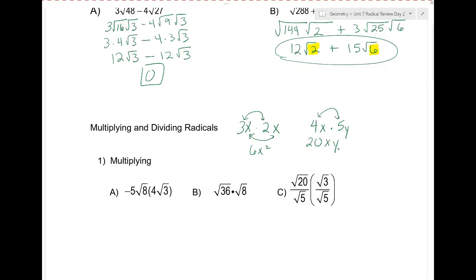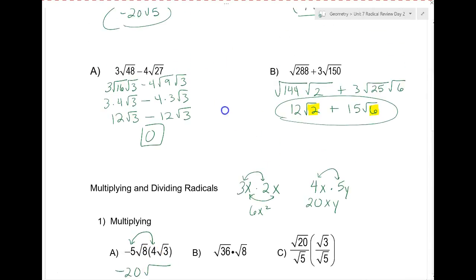So in this first problem, let's just practice this. We get negative 5 root 8 times 4 times the square root of 3. So we do the numbers out front together first. So I got negative 5 times 4. That's a negative 20. Then we're going to multiply the numbers underneath the radical together.